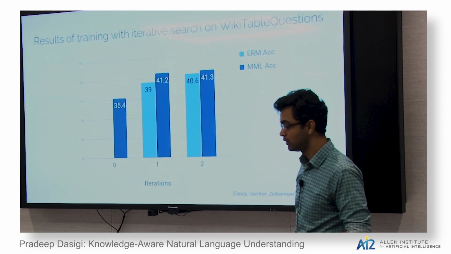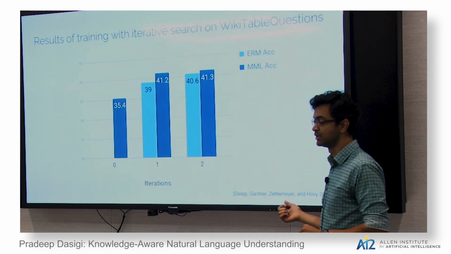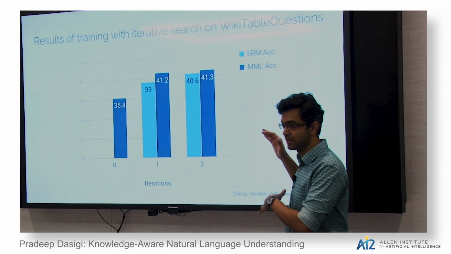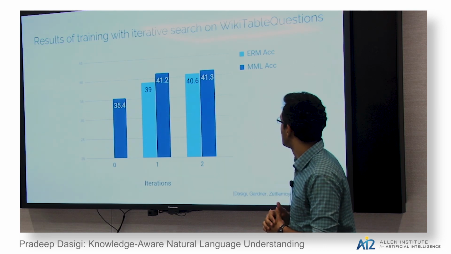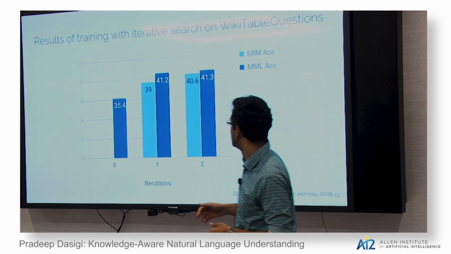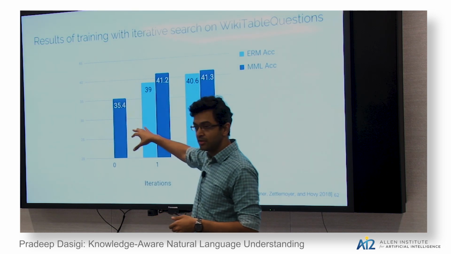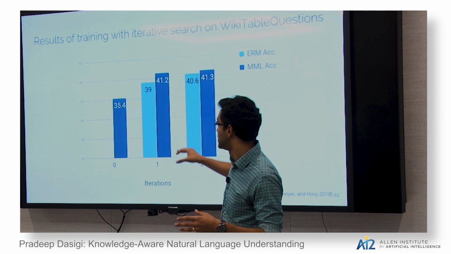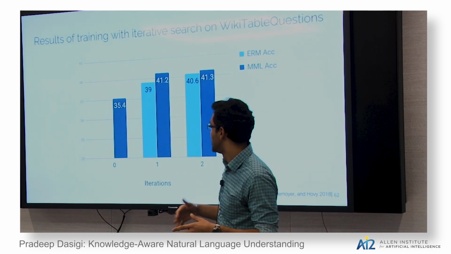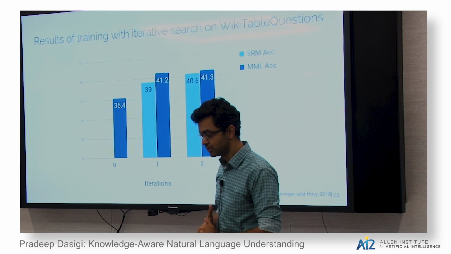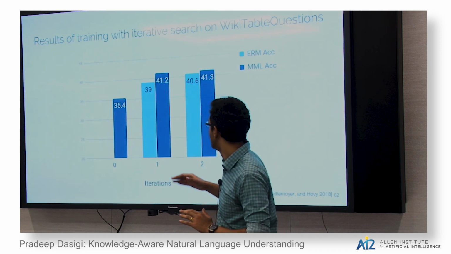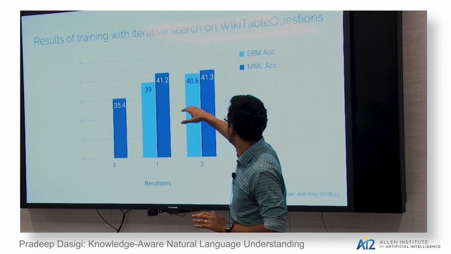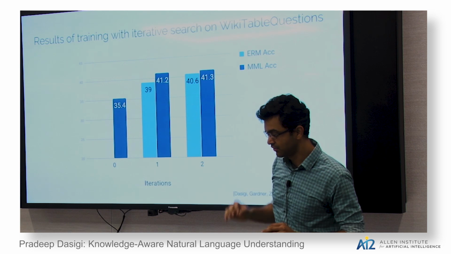And we observe the same trend for the Wikitable questions dataset as well. And after 2 iterations, the dev accuracy stops improving. But we can go from a 35.4% accuracy, which is obtained from training an MML model on some set of logical forms obtained from dynamic programming on denotations, an algorithm that we used before. I didn't go into the details yet, but we go from 35.4% accuracy all the way to 41.3%, which is a significant improvement on this dataset.